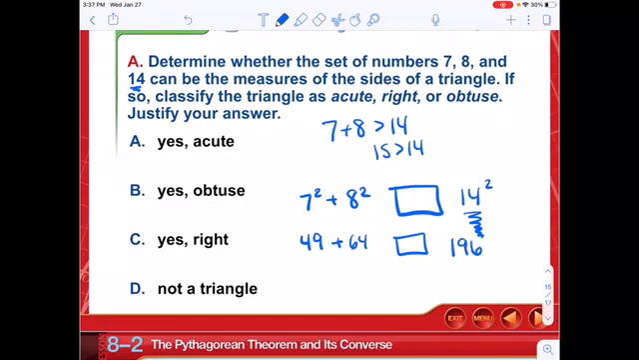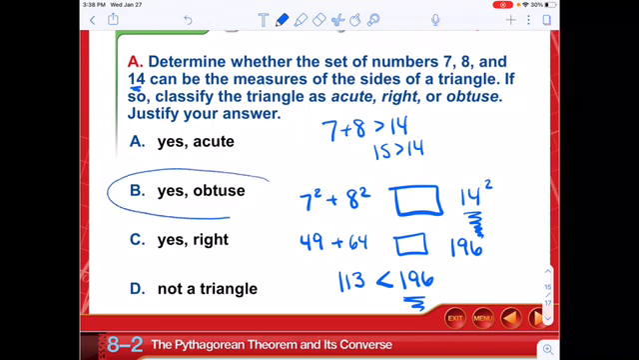So 14 times 14 is 196. Go ahead and add 49 plus 64. We get 113. That is less than 196. So because the hypotenuse side, the bigger side, squared is greater than the other two sides squared and added together, we know that yes, this is a triangle. It is obtuse.